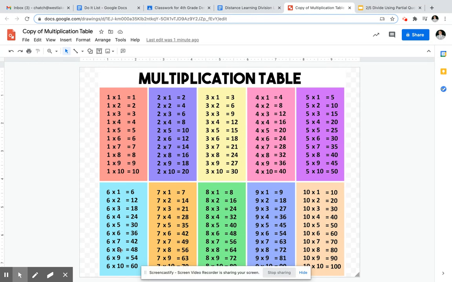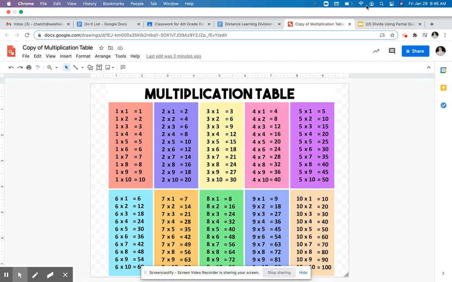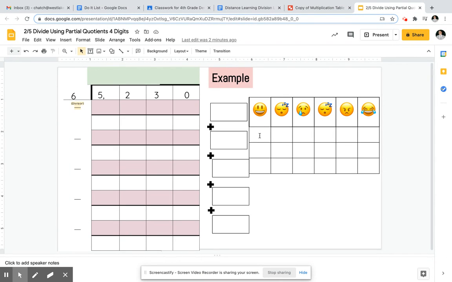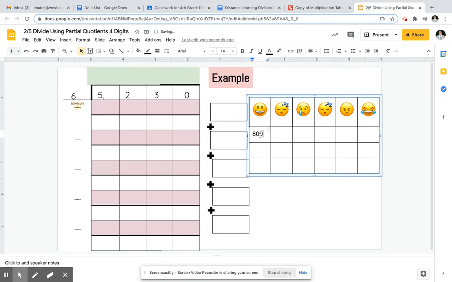So I see here that 6 times 8 is 48. So 6 times 80 would be 480. And 6 times 800 would be 4,800. We'd add 2 zeros onto the end of 48. That's as close to my number as I can get without going over. So I'm going to go ahead and give 800 to each of the emojis. If I give 800 to each of the emojis, I know that 800 is my partial quotient.